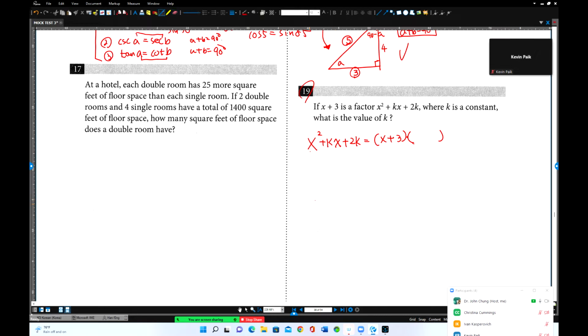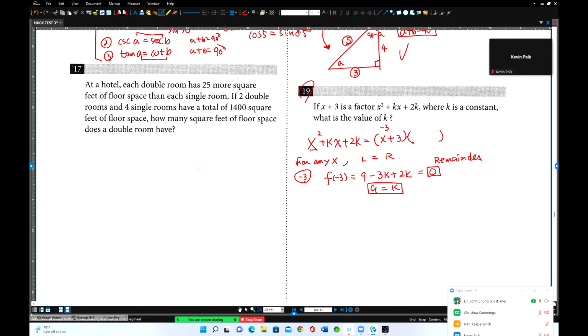But we know that they are equivalent for any x. The left-hand side always equals the right-hand side, especially when x equals negative 3. When x equals negative 3, put this number negative 3 in there. How much? 9 minus 3k plus 2k. Put negative 3 over here and it's going to be 0. 0 means what? Remainder, right? The remainder is 0 when you divide by x plus 3. So in this case, 9 equals what? k, isn't it?